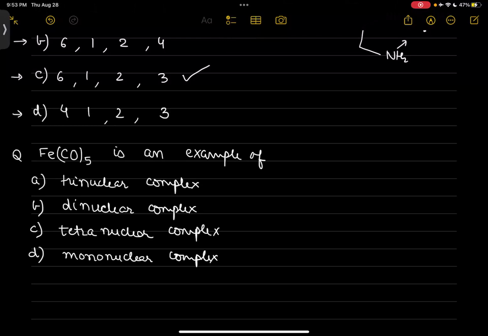Basically, nuclear means all the nuclei present in the formula, and as you count the total nuclei, there are carbon and oxygen, 5 CO. So 10 atoms are there for carbon and oxygen, and 11 atoms. But that is not at all an option. Here, basically, this nuclear means, any idea?